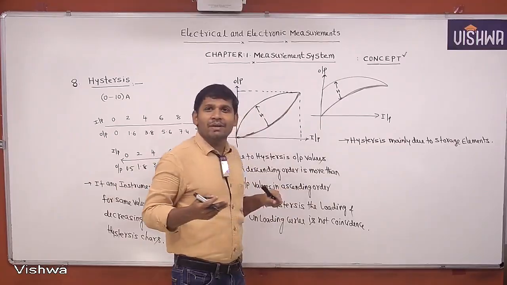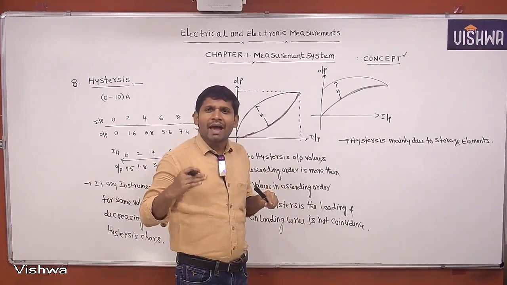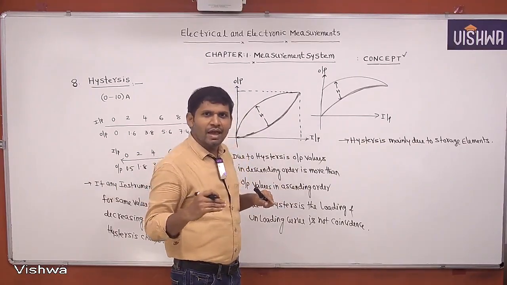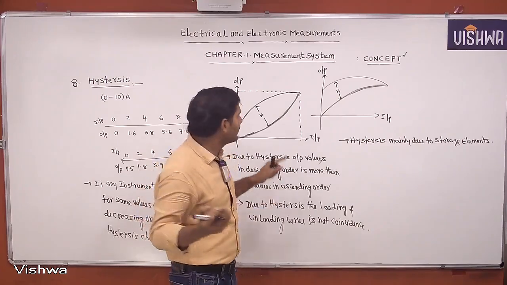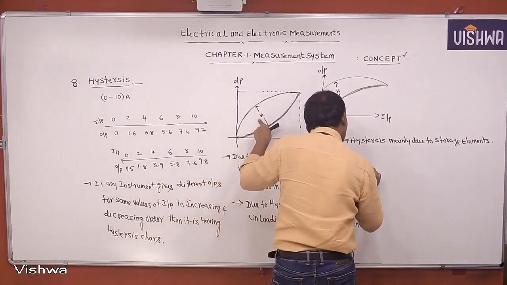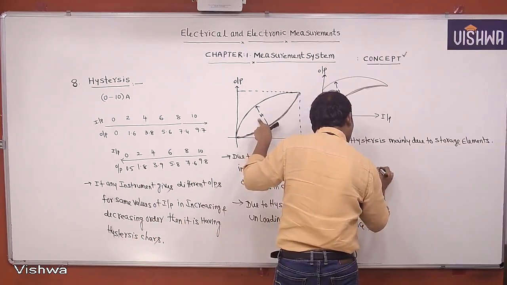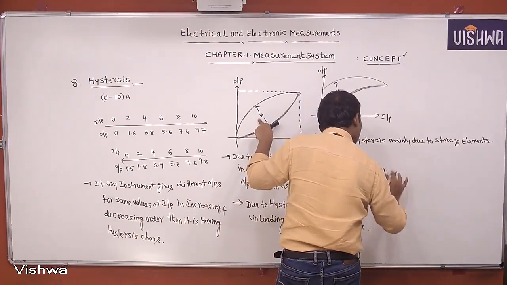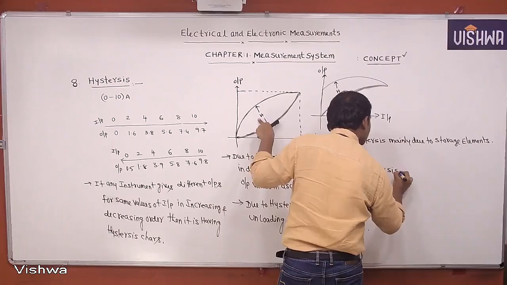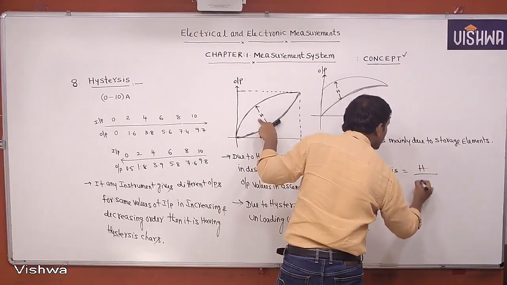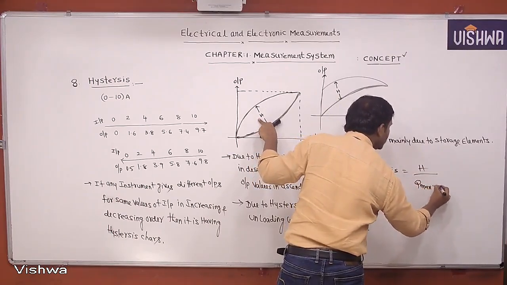Hysteresis is mainly represented as a maximum value of hysteresis as a percentage of full scale. The maximum value of hysteresis is given as H = (Qmax − Qmin).